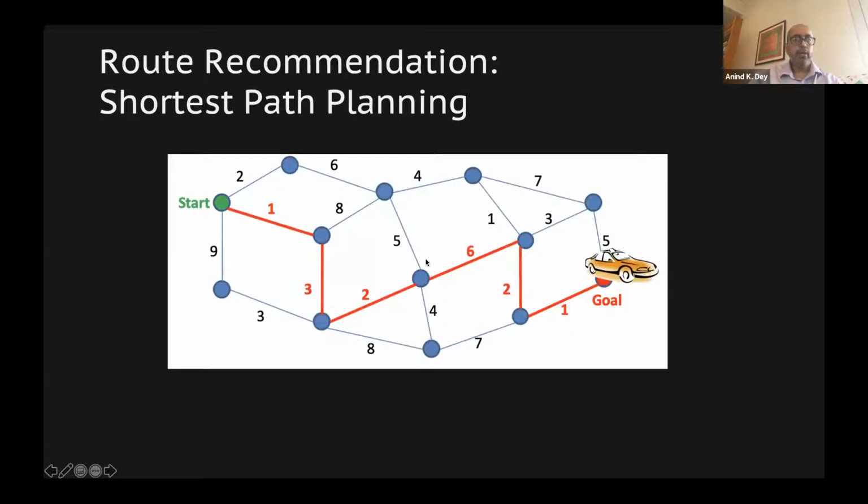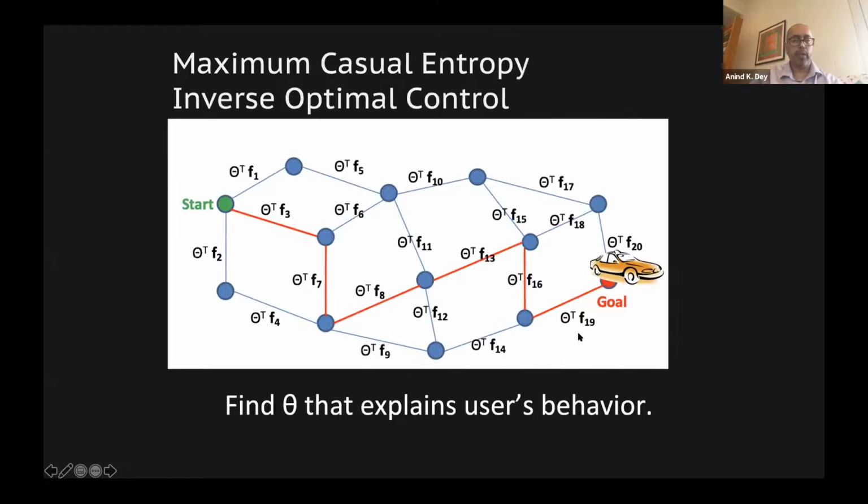So if we think about route recommendation, everybody knows that you can use an algorithm like A-star or Dijkstra's algorithm, and you can find the shortest path from start to goal just by traversing the network. Instead, if we look at what path somebody took, we have features of the road network, could we instead find the behavior or routine that explains why they took a particular path?